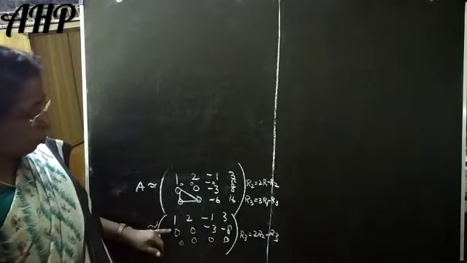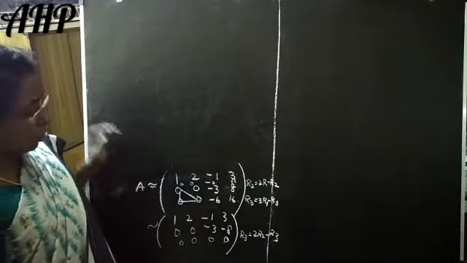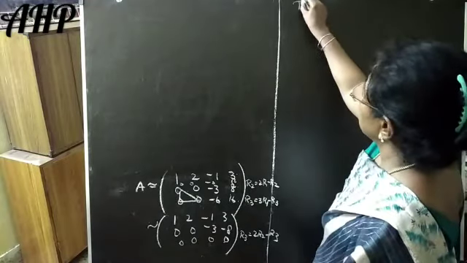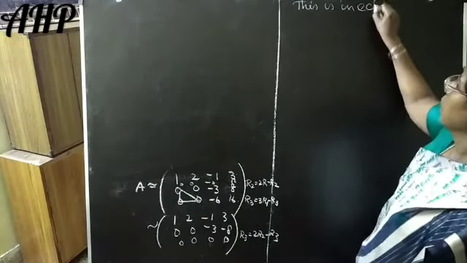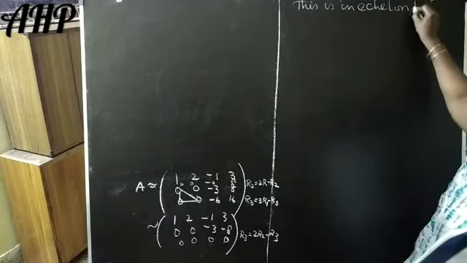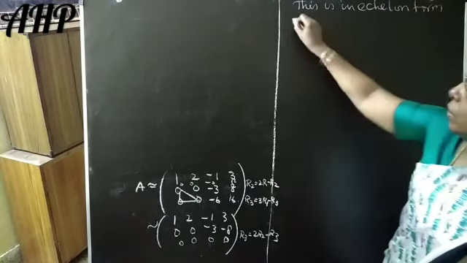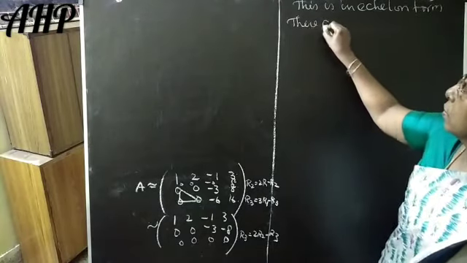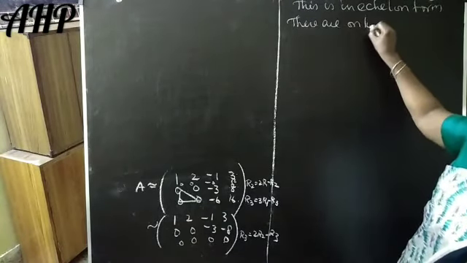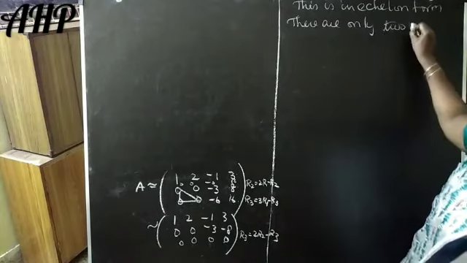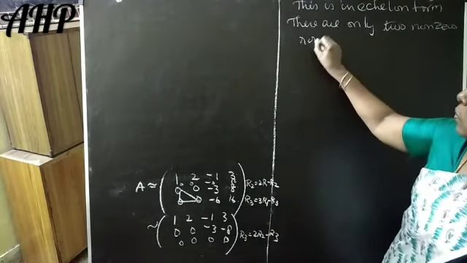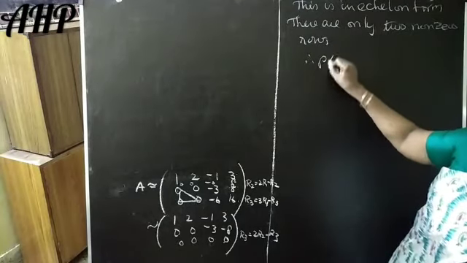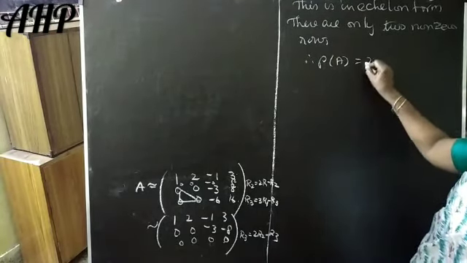So how many non-zero rows? There are only 2 non-zero rows. This is in echelon form, and there are only 2 non-zero rows. Therefore, rank of A is equal to.